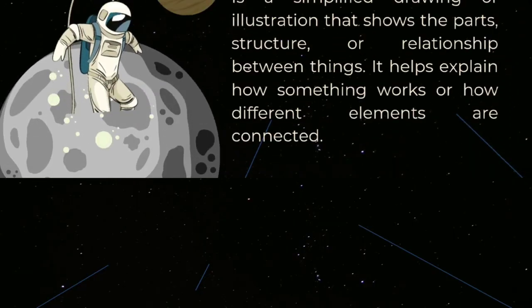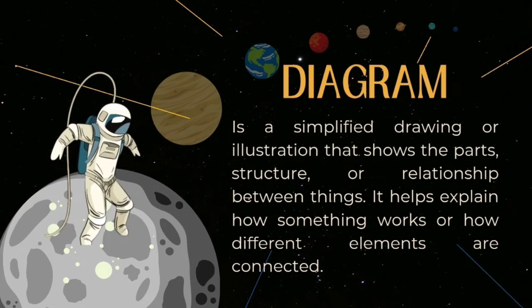So let's get back to our topic. A diagram is a simplified drawing or parts illustration that shows the parts, structure, or relationship between things. It helps explain how something works or how different elements are connected.